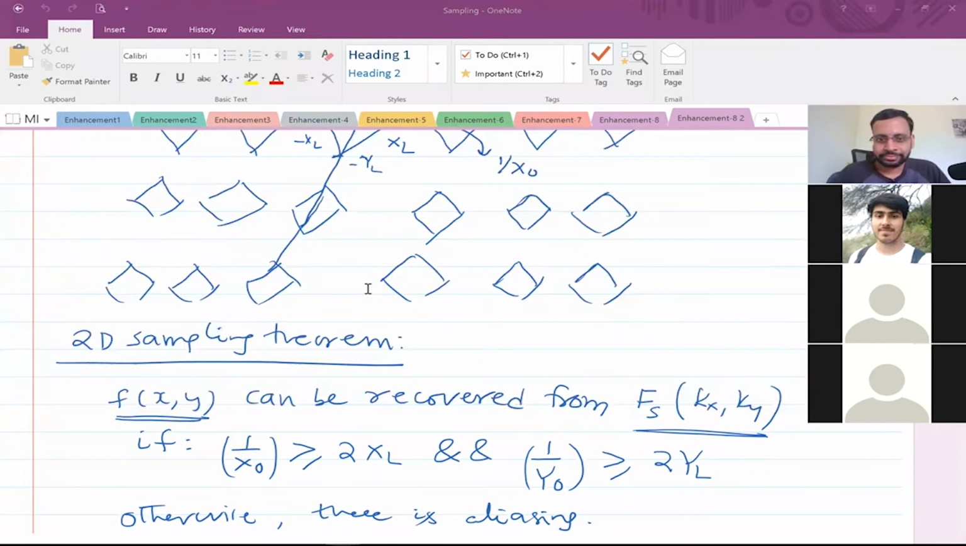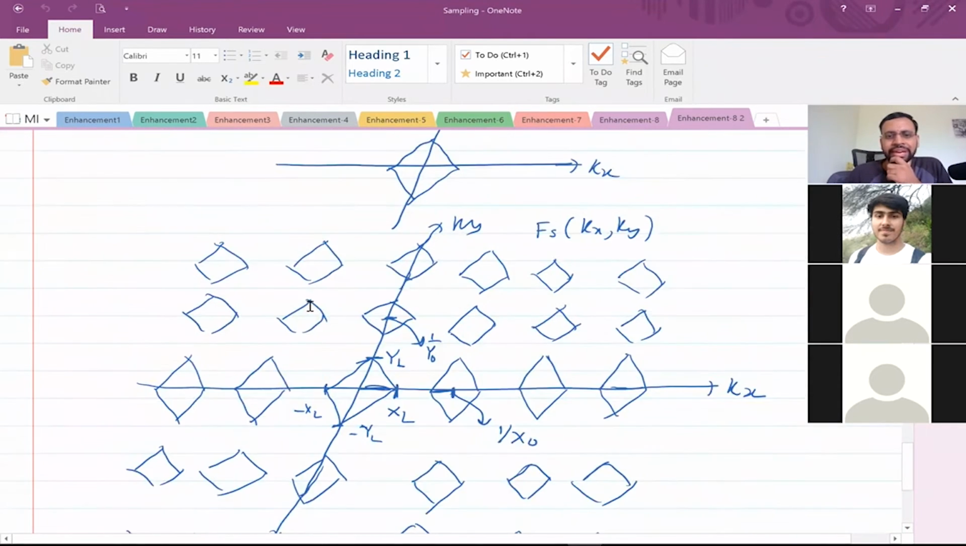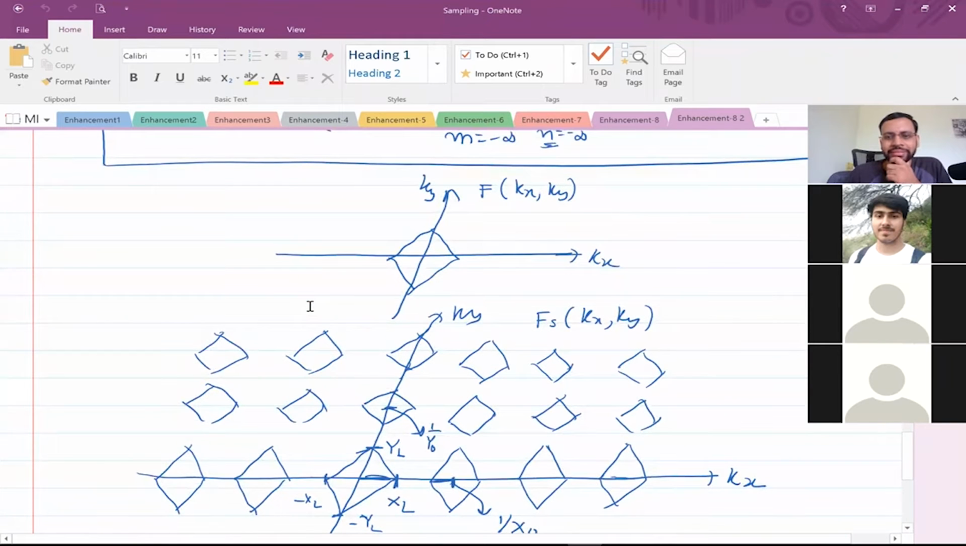If the sampling theorem is being followed only in one dimension, say only in x, and in y there is aliasing, can we recover just the x component of the original signal? Good question. Does anyone have an answer for this? Anyone would like to at least give it a try?